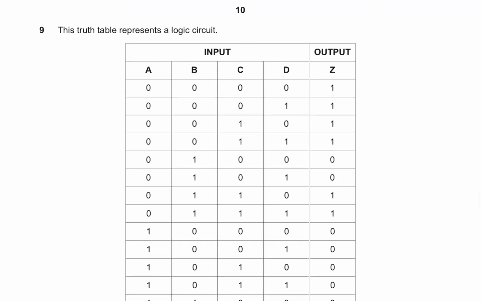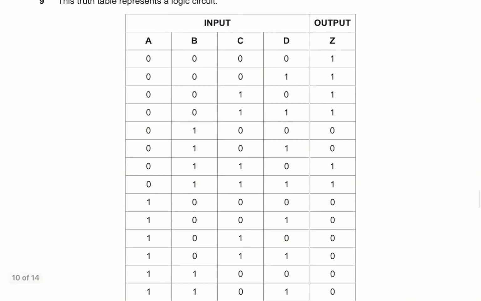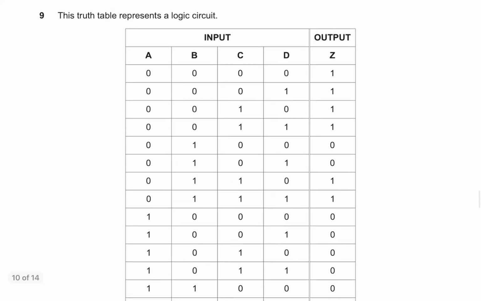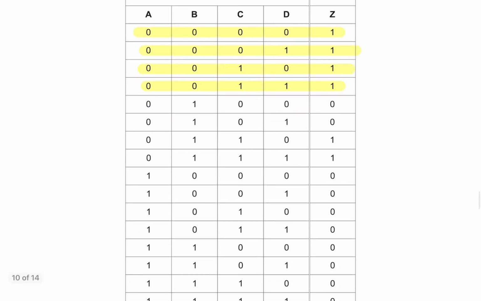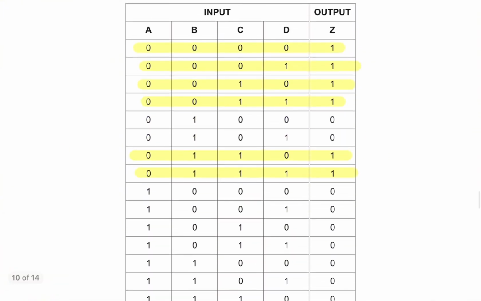The truth table represents a logic circuit. Easy question, logic gate question, chapter 3, logic gates. In a logic gates question, one thing you should know is that only when the output is 1, that's when you need to write the Boolean algebra. So we take only those readings where the output is 1. That's it. We have 6 readings. So let's write it down here.